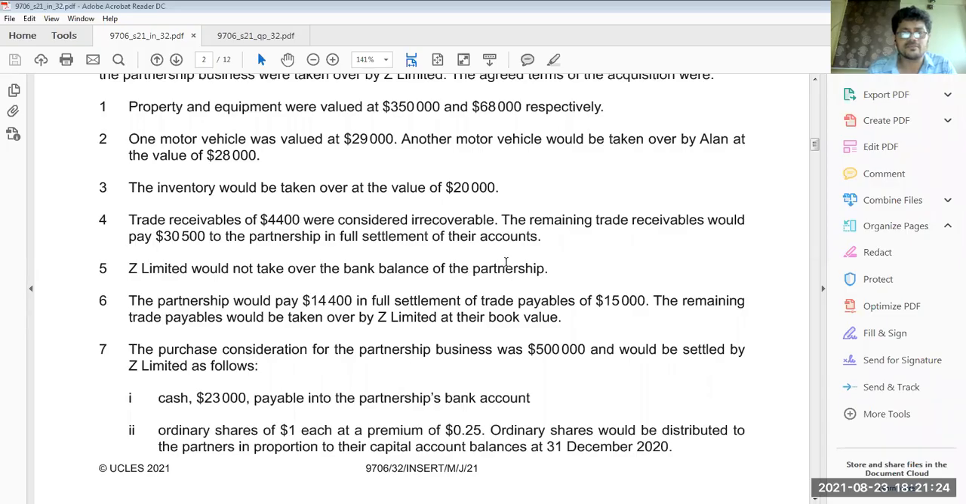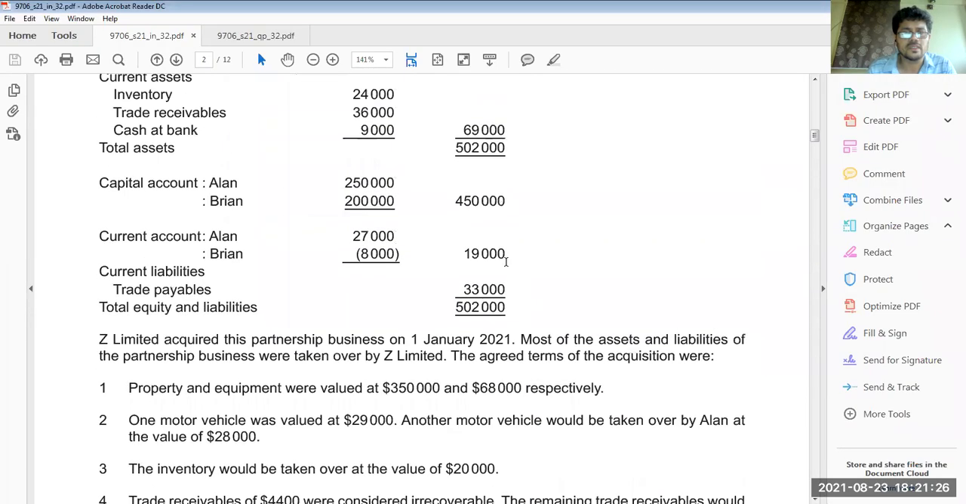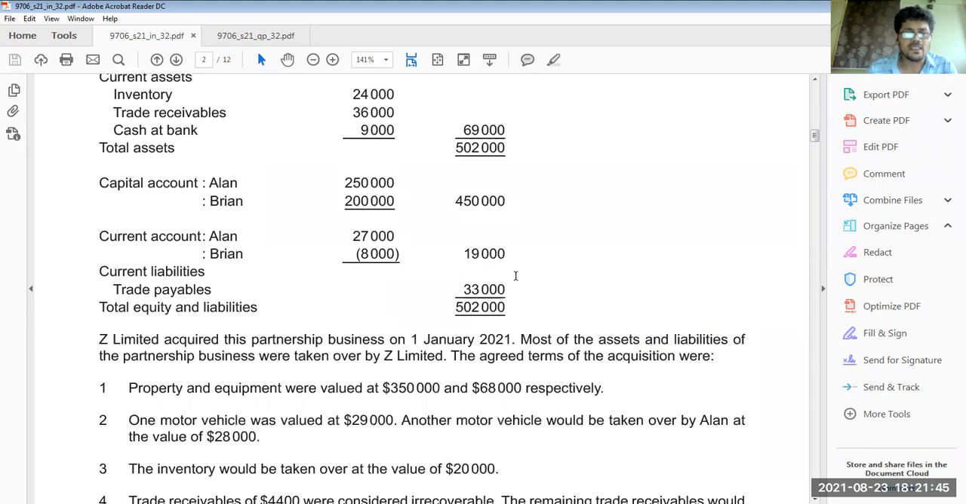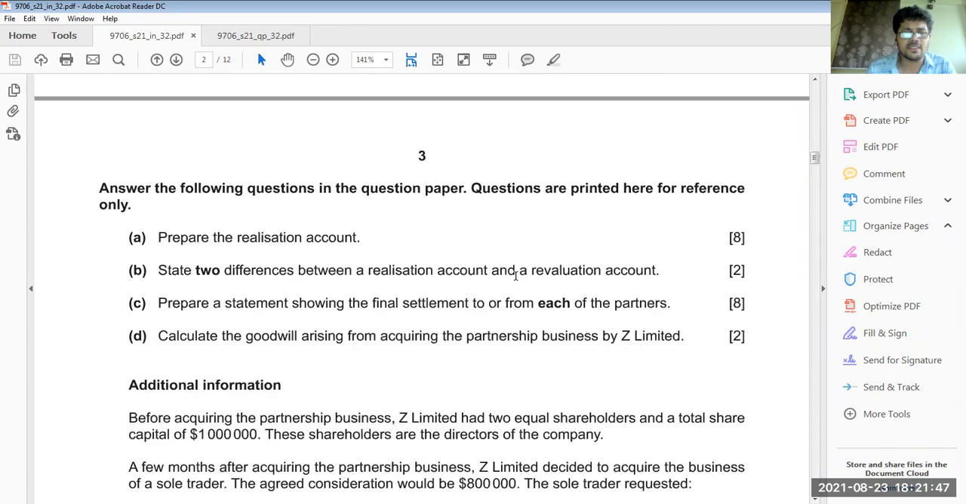Let's see the question. This is the question. Now, question number 1 is basically absorption. Absorption means absorption of a partnership by a company. A company is taking over. You can call it taking over. Now see what happened. First we see what is required.